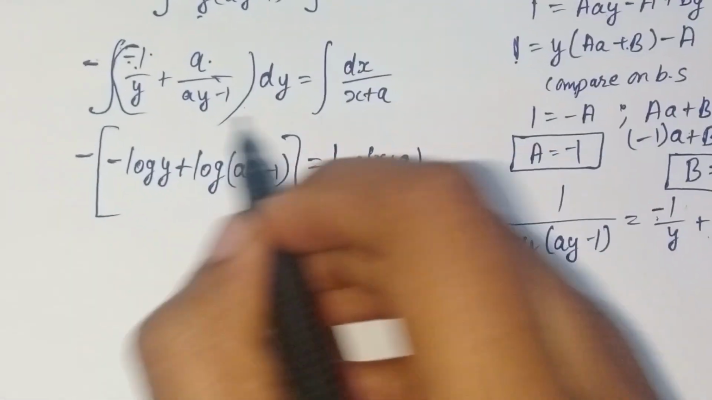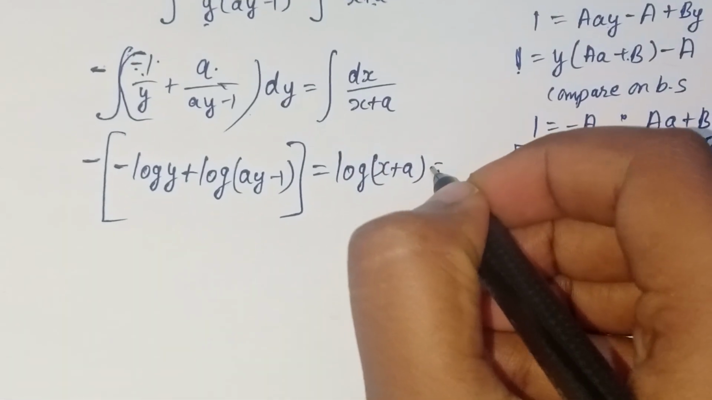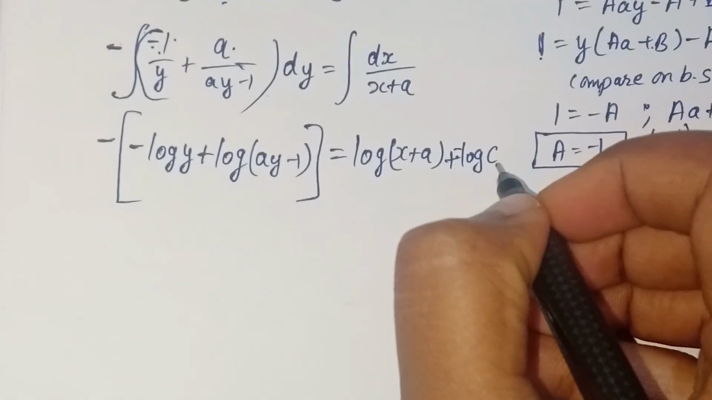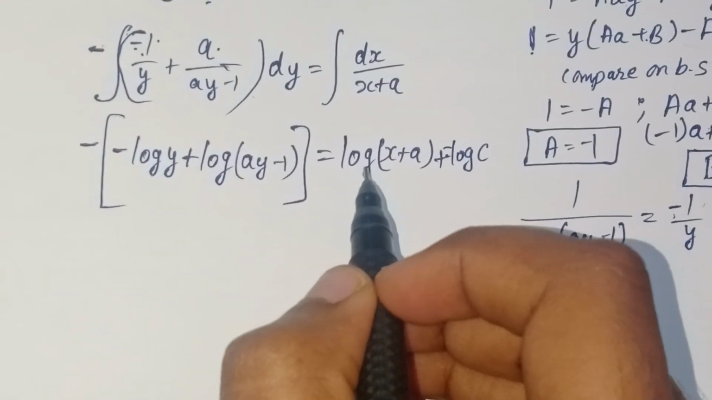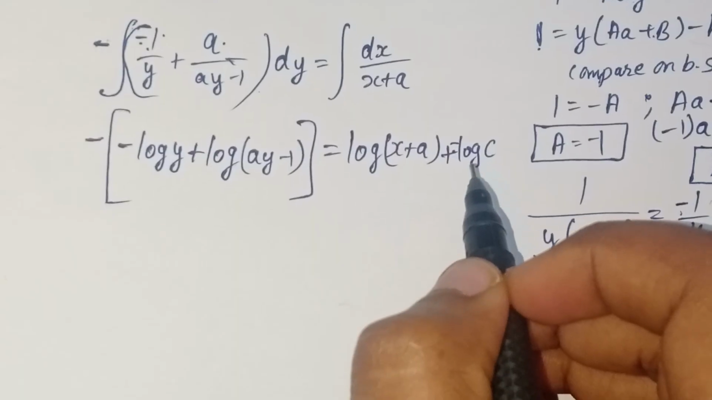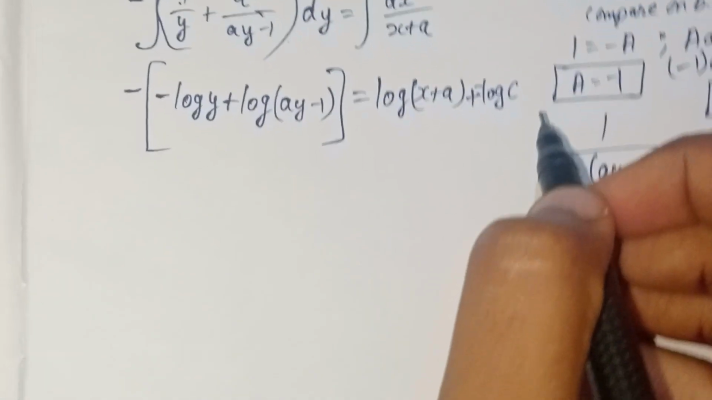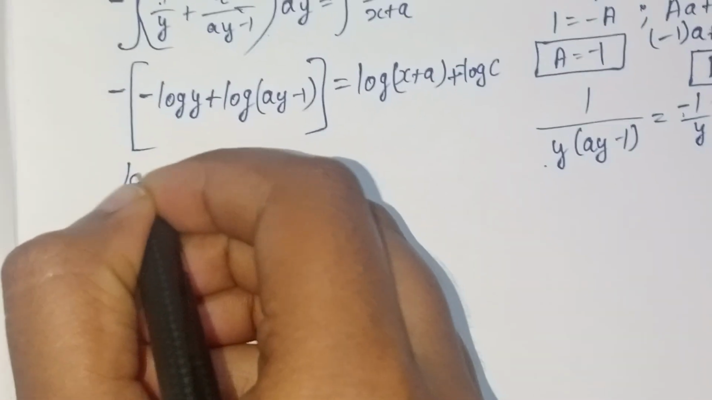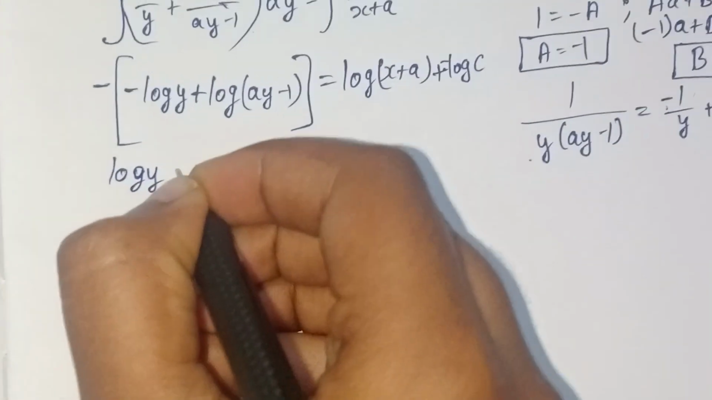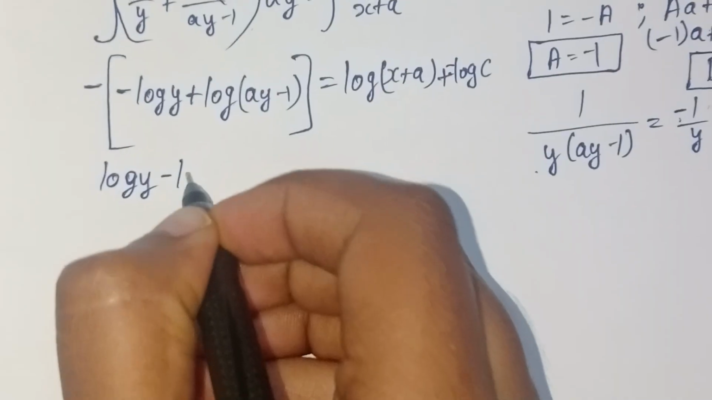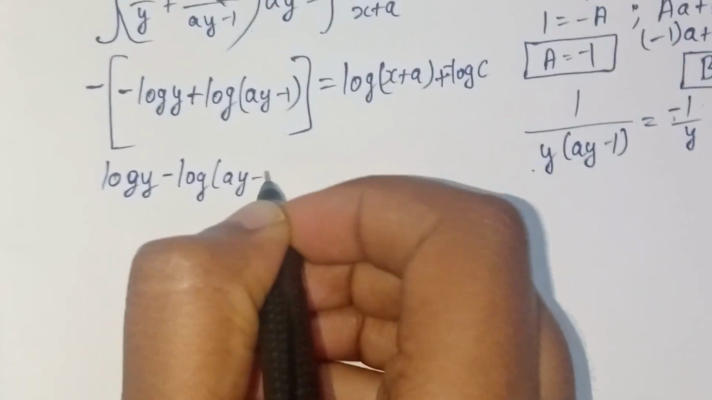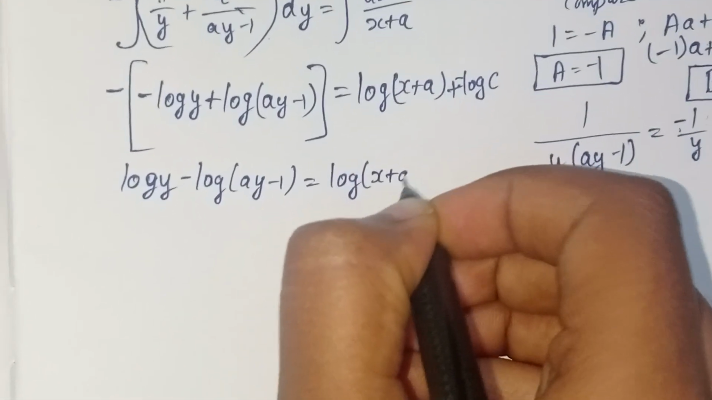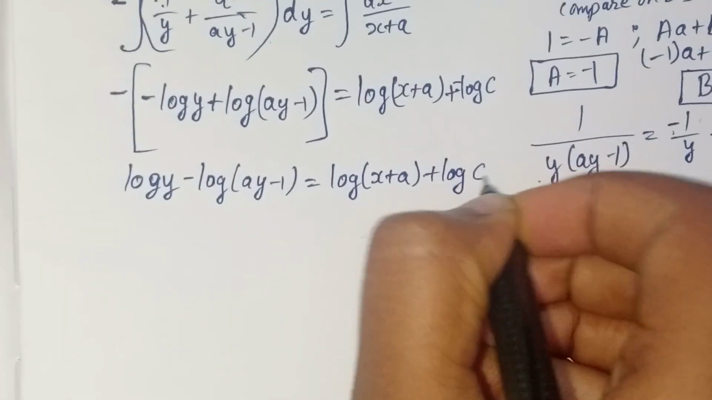For these integrations we don't have limits, so we have to take a constant. Generally we take the arbitrary constant as c, but here all terms contain log, so we can take log c to simplify the equation. Then by multiplying the whole term by minus, we get log y minus log of (ay minus 1) equals log (x plus a) plus log c.